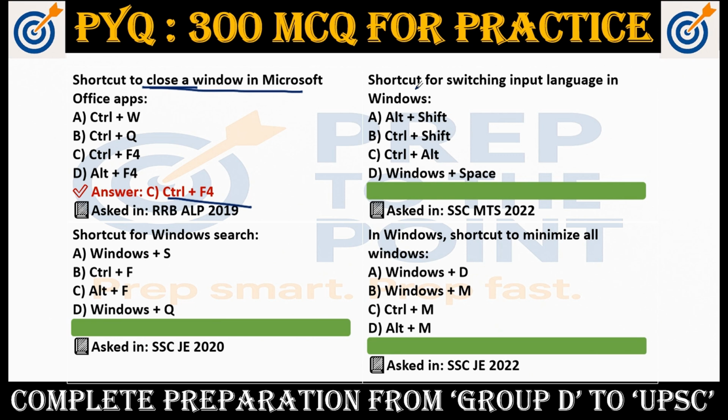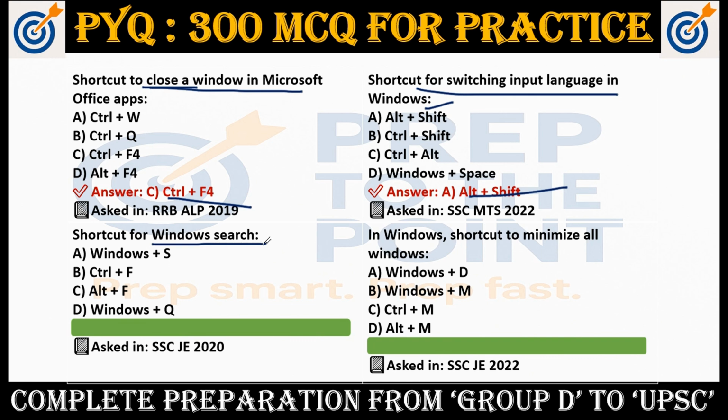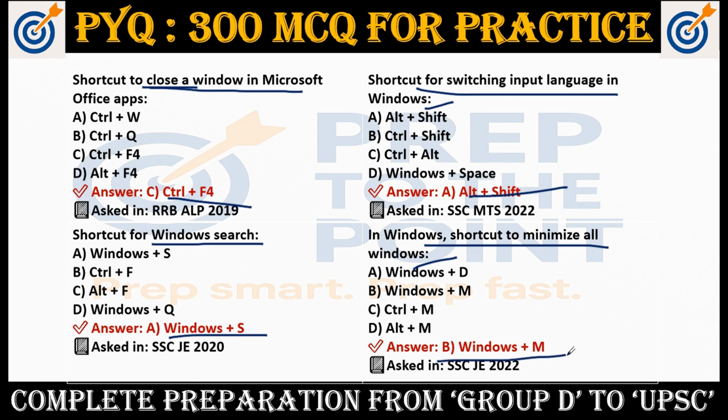Shortcut for switching input language in Windows. Correct answer is Alt Shift. Alt Shift for switching input language. Shortcut for Windows search. Windows plus S for Windows search. In Windows, shortcut to minimize all windows. The correct answer is Windows plus M. Windows plus M for minimize all windows.